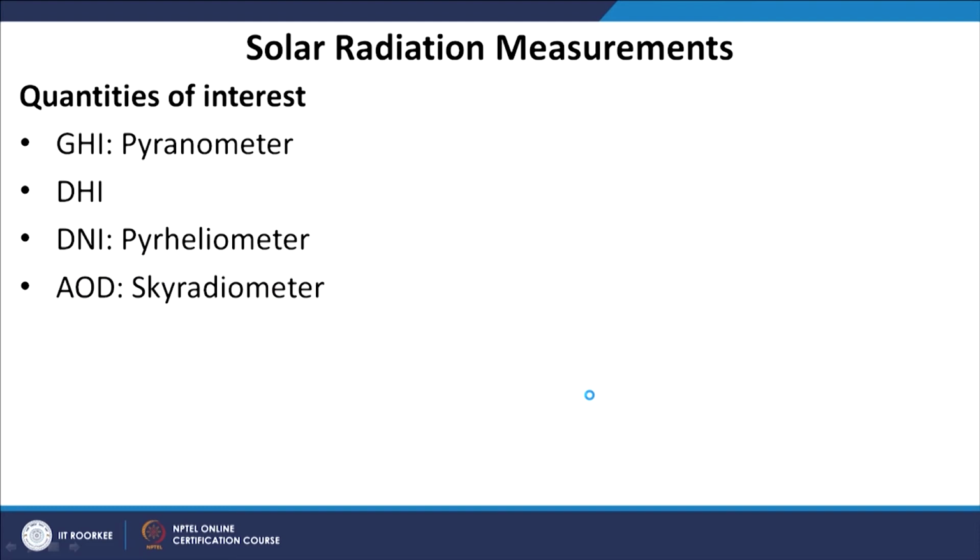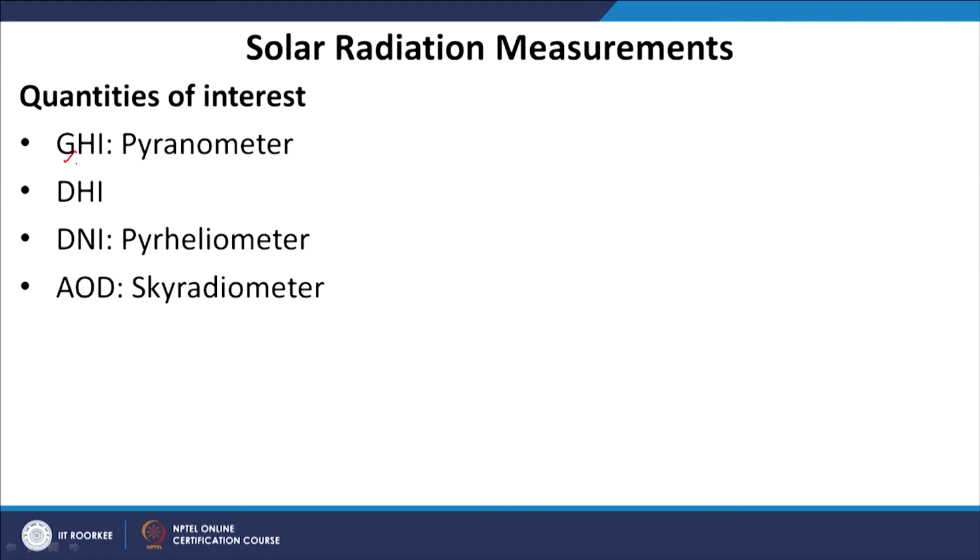Solar radiation also requires measurement for many applications. If you want to set up a solar power plant, you need to have some idea about the intensity of solar radiation at different locations. So again, in this category we have a number of measurements required. We want to measure global horizontal irradiance, that is, the total amount of energy coming onto a flat, normal surface, which you measure with a pyranometer. Then there are diffuse horizontal irradiance and direct normal irradiance. Diffuse horizontal irradiance is the component of solar radiation which is subjected to scattering and then reaches the surface.